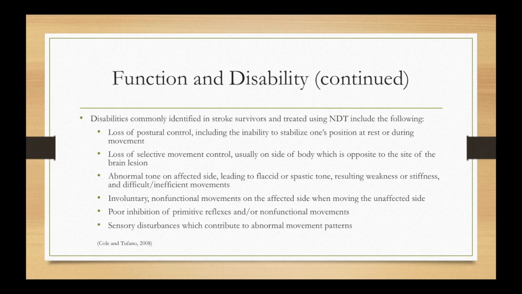Loss of selective movement control, usually on the side of the body which is opposite to the site of the brain lesion, often leads clients to use one-handed techniques for task performance, which NDT seeks to avoid. Abnormal tone on the affected side, leading to flaccid or spastic tone, resulting in weakness or stiffness, and difficult or inefficient movements. Involuntary non-functional movements on the affected side when moving the unaffected side, poor inhibition of primitive reflexes and/or non-functional movements, and lastly, sensory disturbances which contribute to abnormal movement patterns.